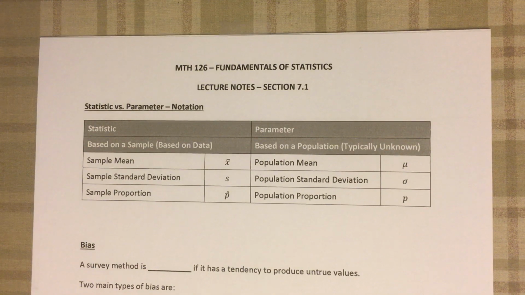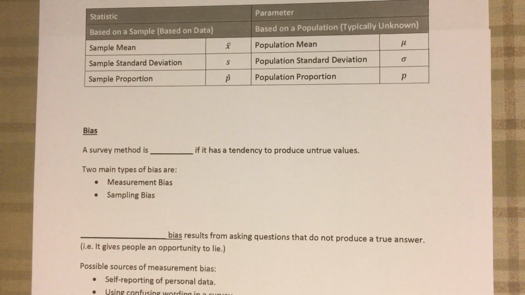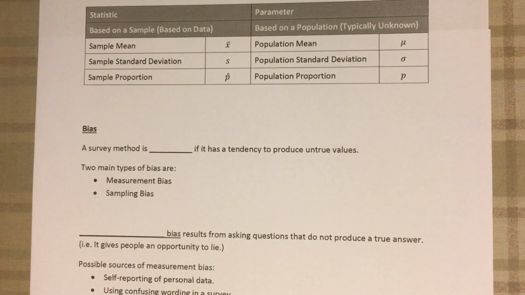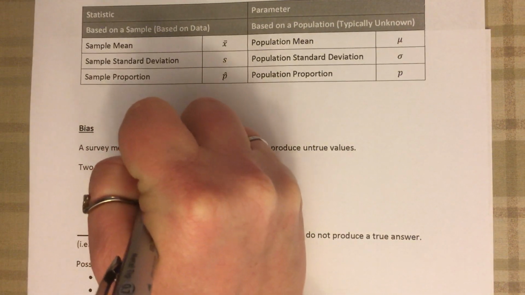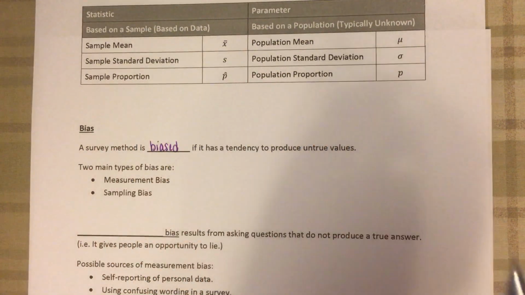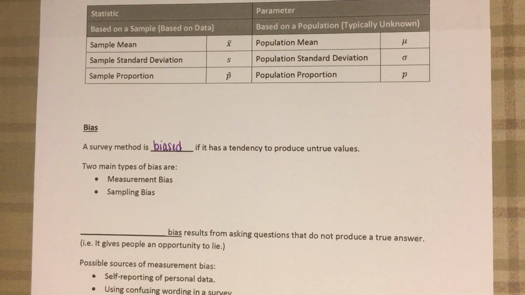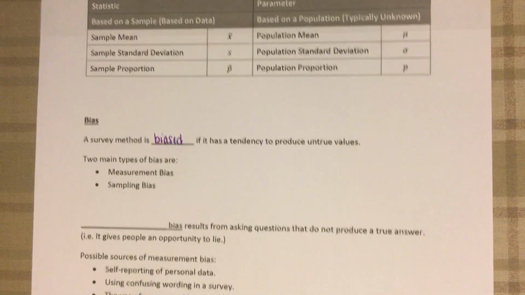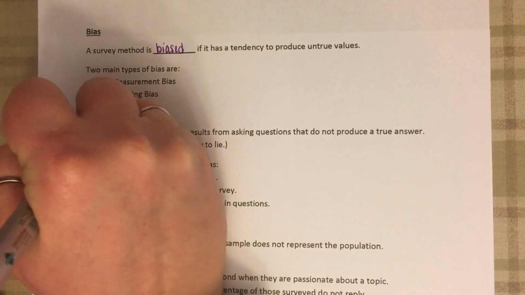All right. In addition to our vocab words of population and parameter versus statistic and sample, the next thing we're going to look at is bias. Right. So a survey method is biased if it has a tendency to produce untrue values. We're going to talk about two different types of bias, one of them being measurement bias, one of them being sampling bias. So our first one here is going to be our measurement bias.